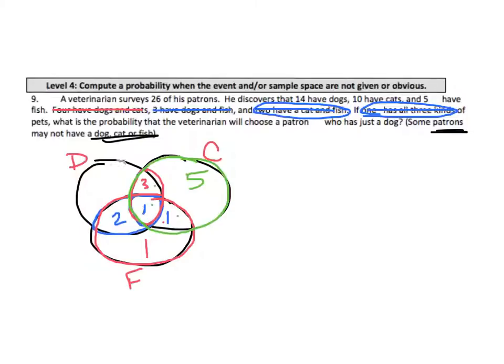And last but not least, 14 people have dogs. So if I have 2, 1, and 3, that's going to give me 6. I have 8 people who only have a dog. Okay, and then this 26 people were surveyed, so that means if I add all these up, let's see how many that is. So 8 plus 3 plus 5 plus 2 plus 1 plus 1 plus 1, that means 21 people have pets. So that means 5 people have none.